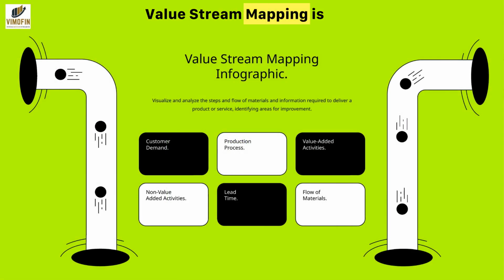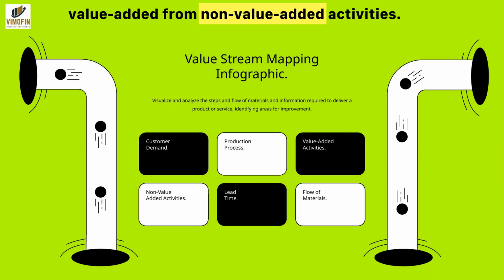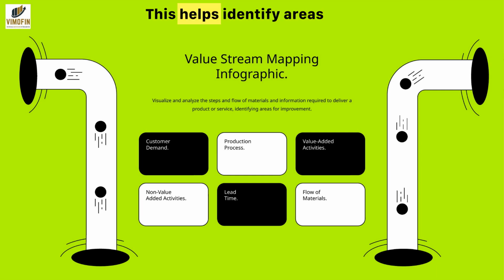Value stream mapping is crucial for visualizing and analyzing the flow of materials and information in delivering products or services. Focus on customer demand, production processes, and distinguishing value added from non-value added activities. This helps identify areas for improvement, reduce lead time, and optimize material flow, enhancing overall efficiency and effectiveness.